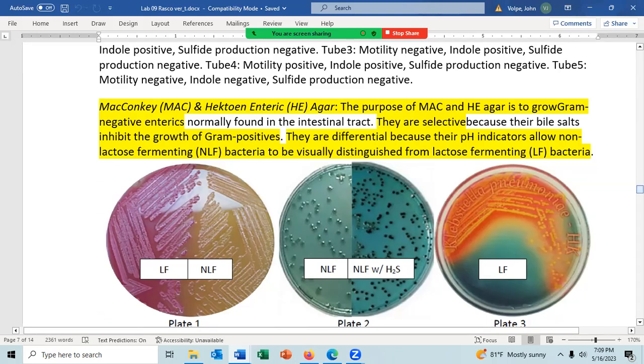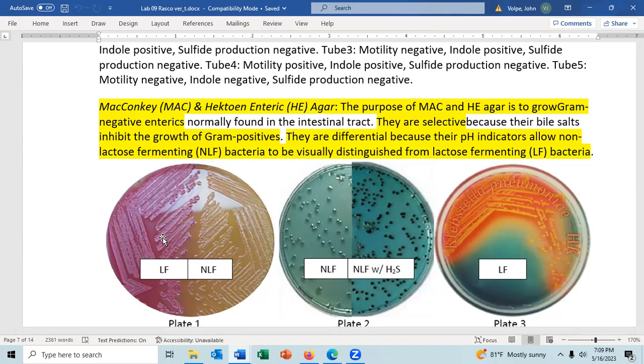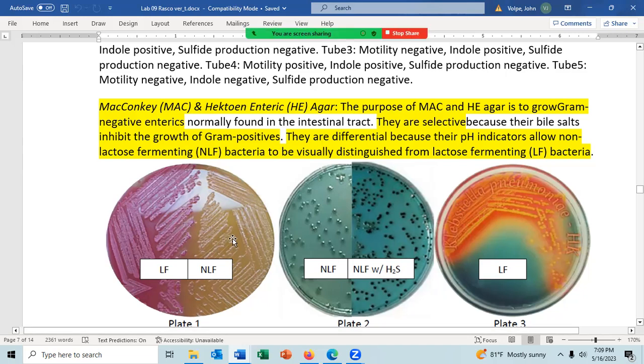I've kind of already talked about MacConkey's and HE plates. We've talked about these before. Both of them are selective, and only gram negatives tend to grow on MacConkey's and HE. So if you have growth, they're gram negative. If there is no growth, it's a gram positive. Both of them test for fermentation of the sugar lactose. And if the bacteria do not ferment lactose, the bacteria will be its normal color, in this case, off-white or white.